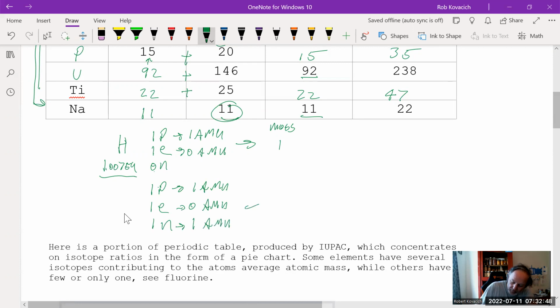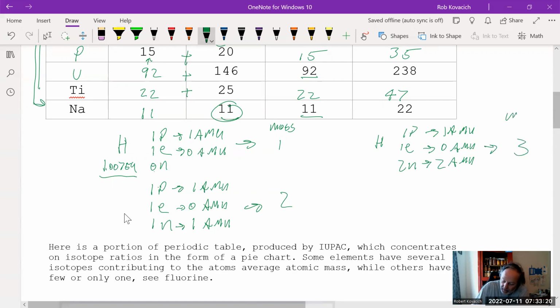So I'm going to add the AMUs up. This one has a mass of 2. Okay, so chemically it doesn't mean anything, but it is important as far as the atom itself goes. And the reason this is the easiest one is because there actually is another one: hydrogen, 1 proton, 1 electron, 2 neutrons. So AMU of 1, AMU of 0, and AMU of 2. So this thing has a total mass of 3.